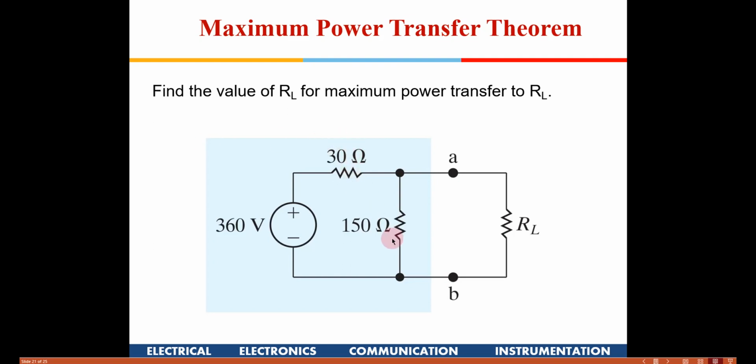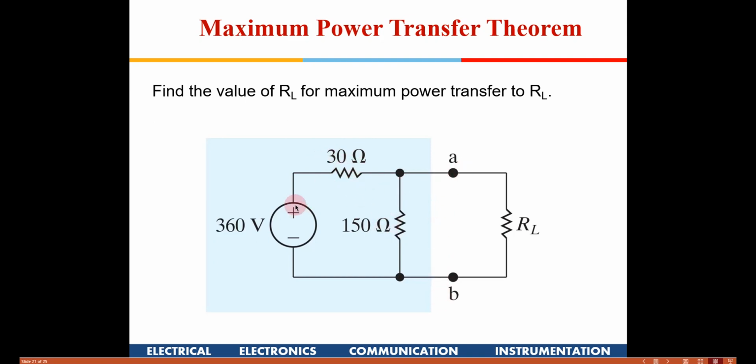4500 divided by 180. Okay, you have to take the Thevenin resistance, which will be the parallel of these three. Whenever a circuit is given, don't jump to the conclusion that it will be 30 or 150. Just be careful in your exams. You have to find out the RTH value.